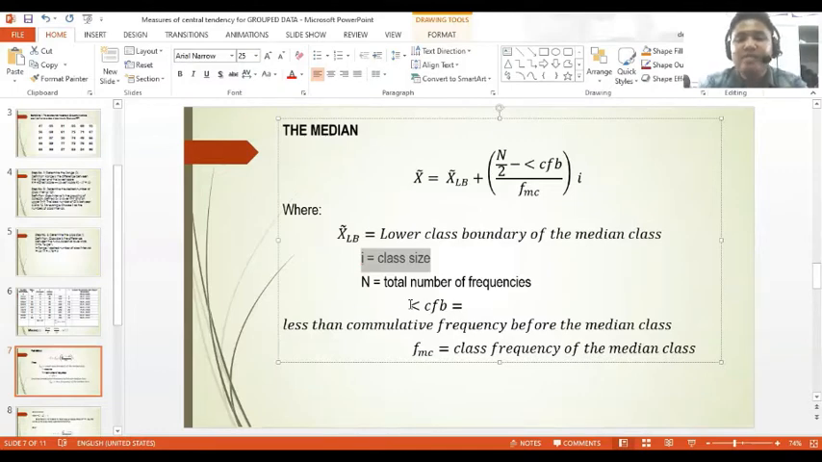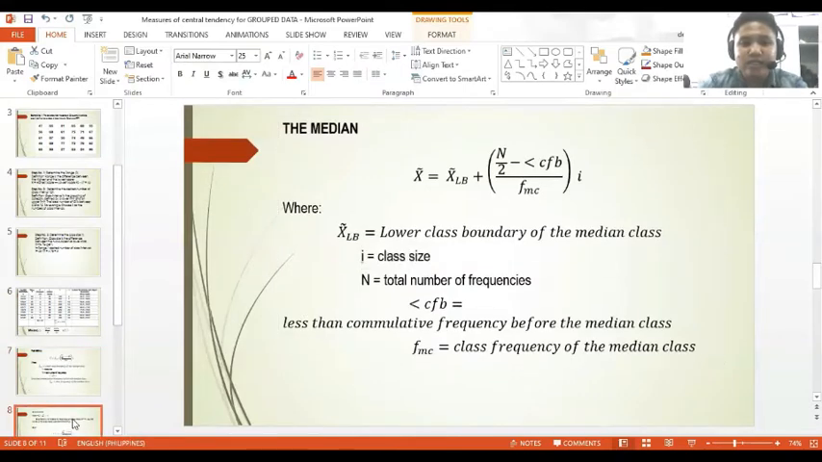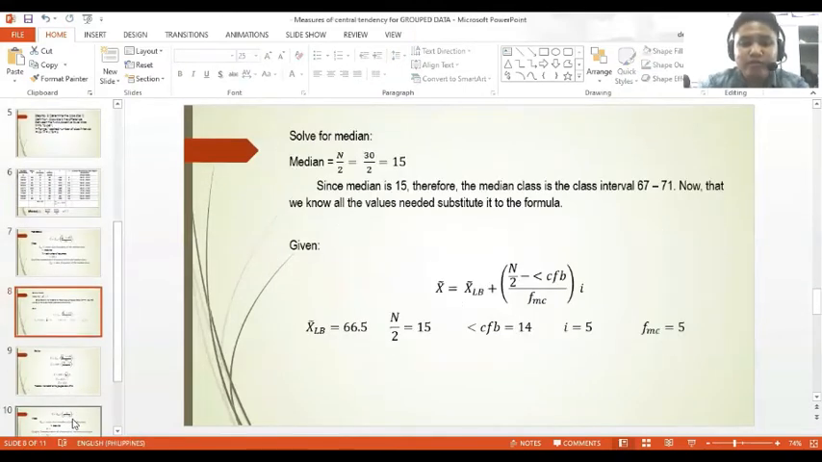Now, paano natin malalaman kung saan banda ang median? So solution, ito. So solve for the median. Ang formula natin doon is n divided by 2. Kukunin natin yung median niya. So ang n natin kanina dito is 30 kasi 30 yung participants natin. So 30 divided by 2, that is 15. Since median is 15, therefore the median class is class interval 67 to 71.